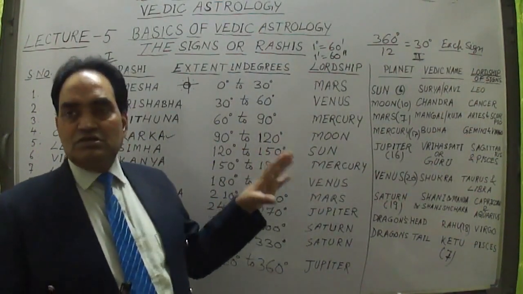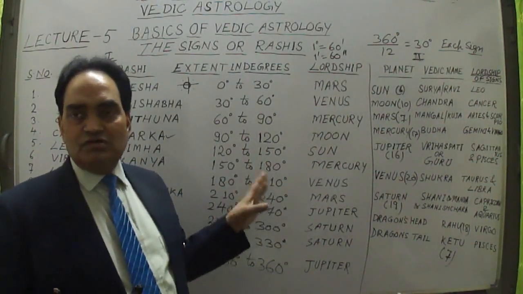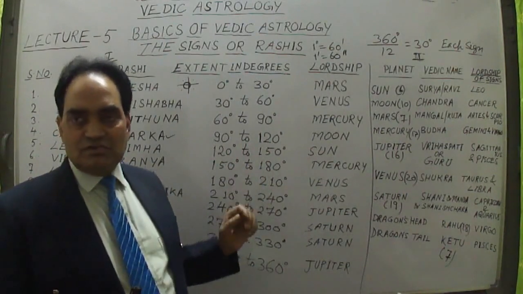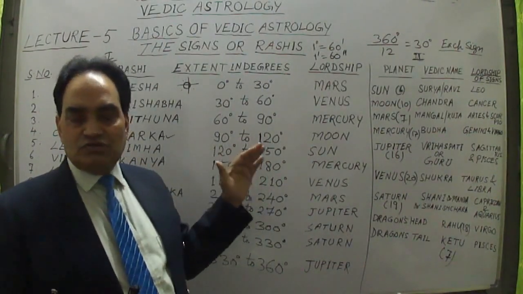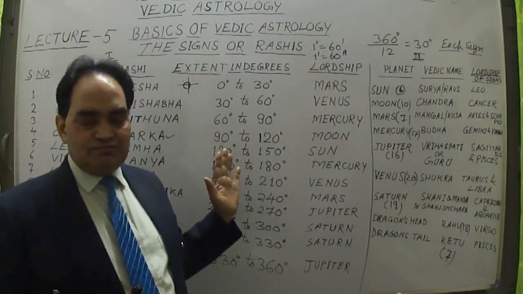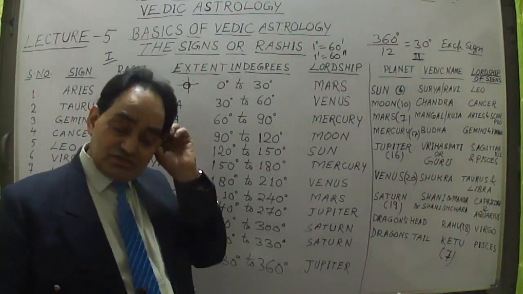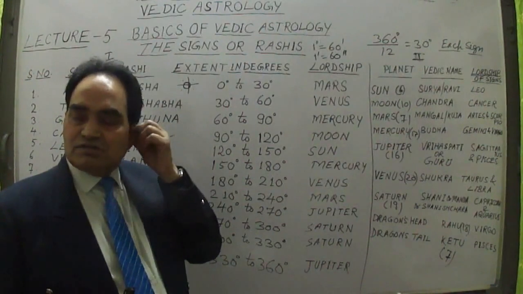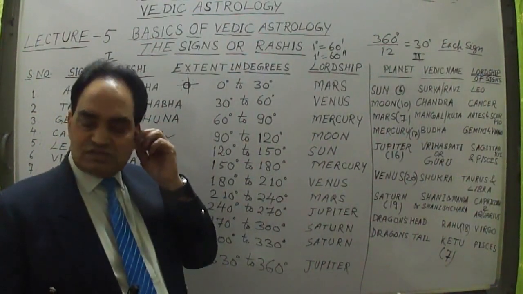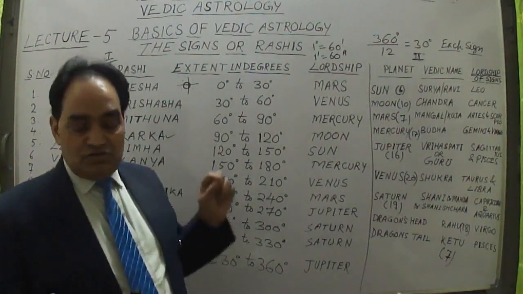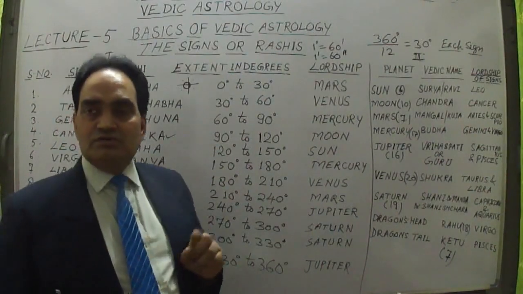Saturn lords the 10th and 11th signs. Mercury lords the 3rd and 6th signs, Gemini or Mithun Rasi and Kanya Rasi or Virgo. Then Taurus, the second sign, and the 7th one are lorded by Venus, right? And Mars lords the first sign and the 8th sign, Aries and Scorpio.